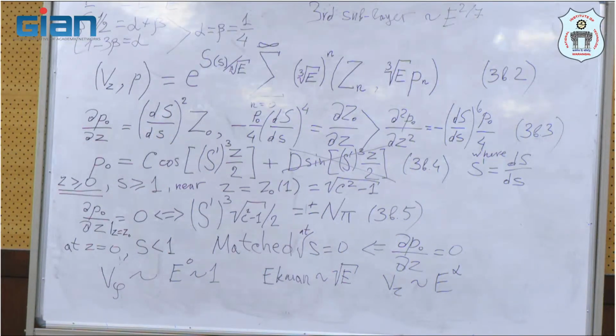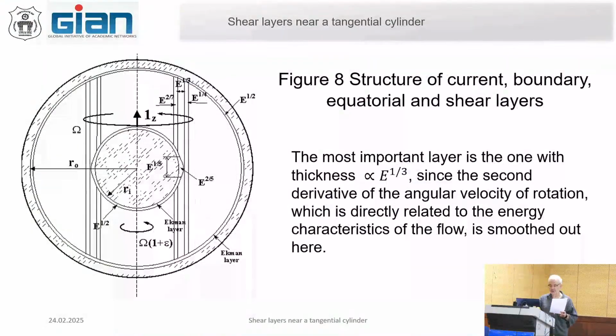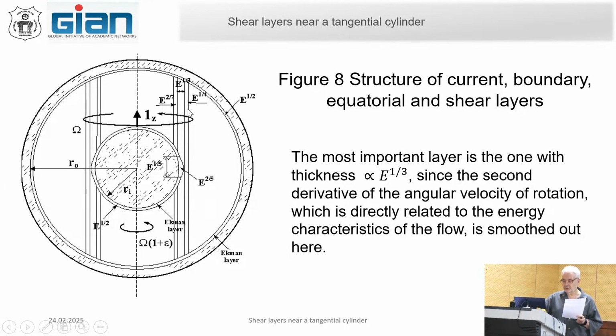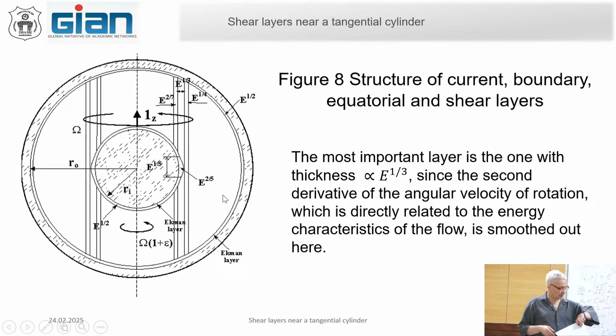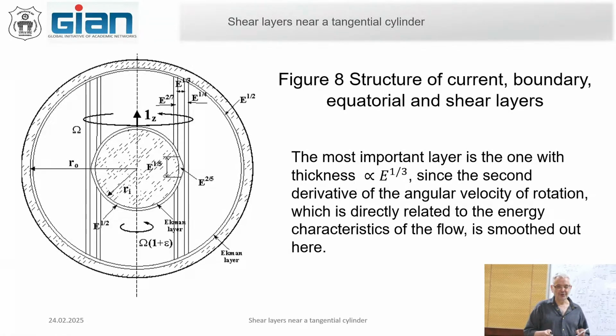Okay, I'll finish this chapter. Let me just show in a picture how all this result is working. We have the intermediate layer of order E to the 1/3. Then there is the innermost layer, which we just discussed, of E to the 2/7. And also there is the outermost layer with order E to the 1/4. So we just finished this paragraph, and I will be happy to answer your questions.